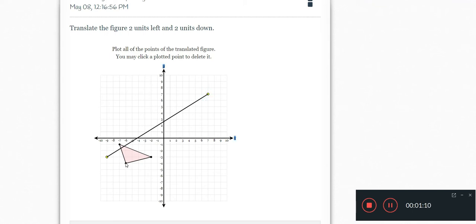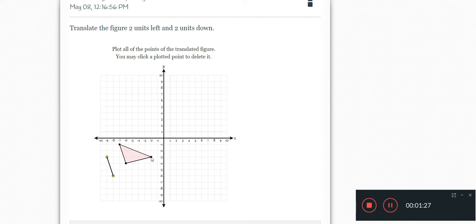So this one, if I go 2 units to the left, 2 units down, here's my next one. I believe I should be able to drag this one. Oh, okay. Just clicking it undoes it. So this is what I mean. It might be a little tedious to some of you. You will unclick the points just by clicking it.